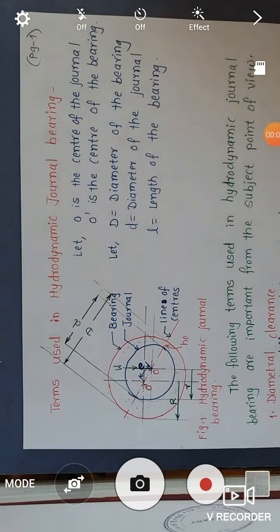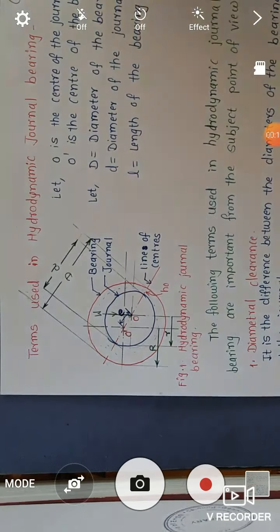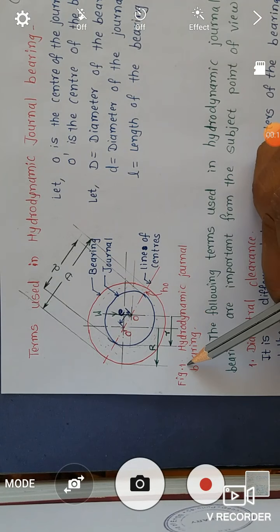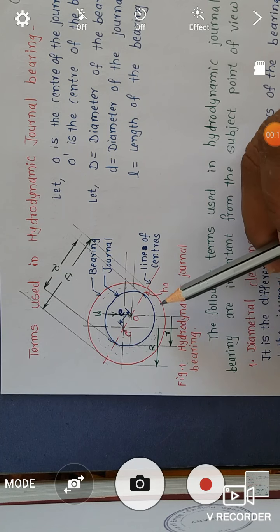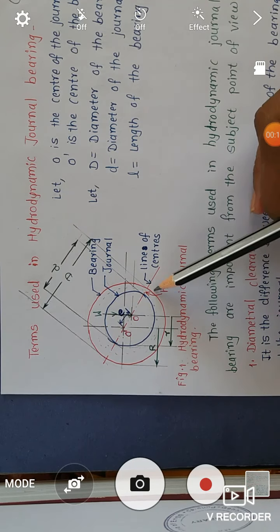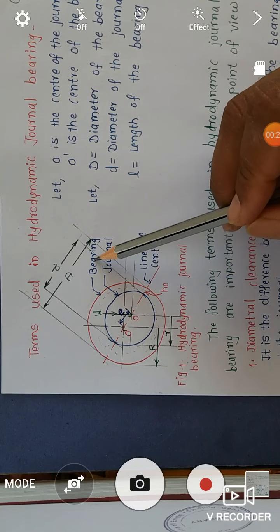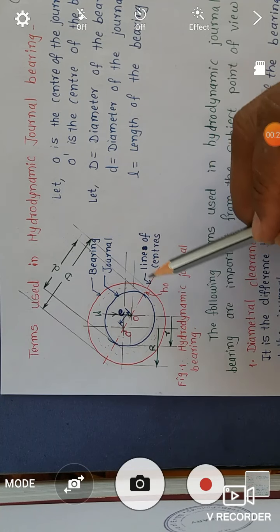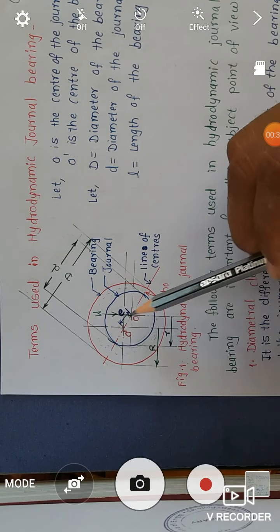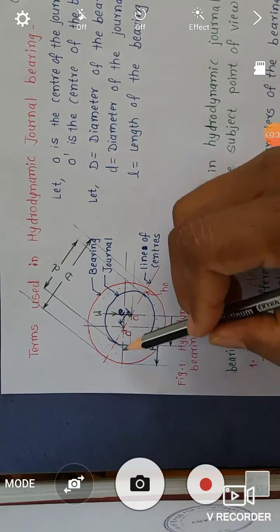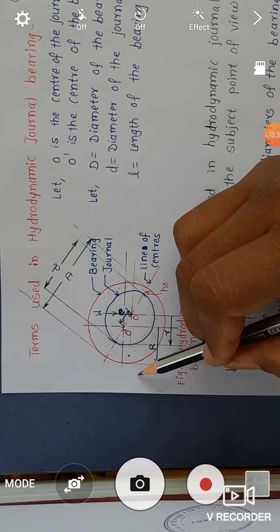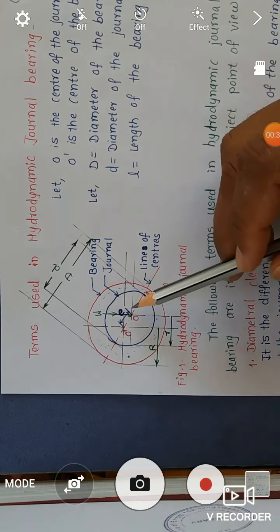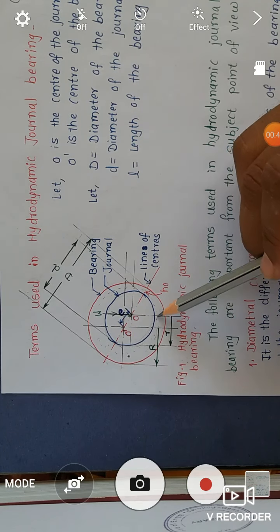Hello students, today we learn about the important terms which are used in hydrodynamic journal bearings. For that purpose, we first see figure number 1 for hydrodynamic journal bearing. This outer circle is nothing but the bearing. This inner circle is the representation of the journal, and the gap between bearing and journal is where the lubricant is present. O is the center point for this journal.